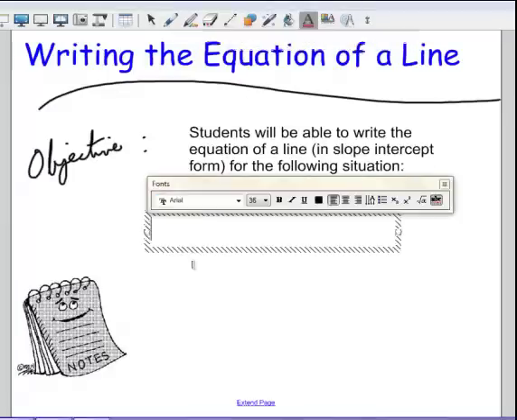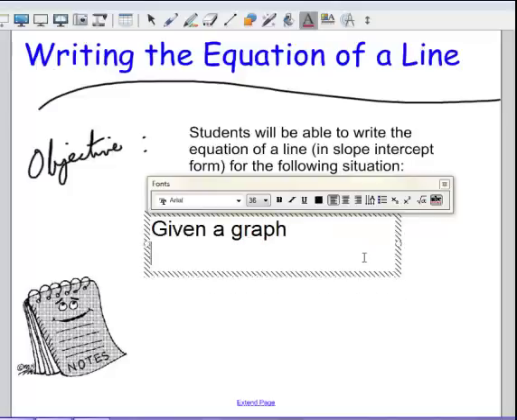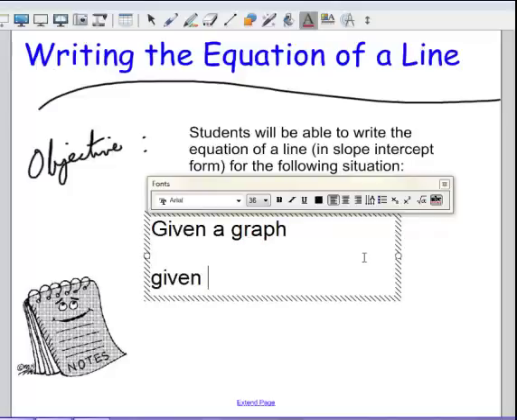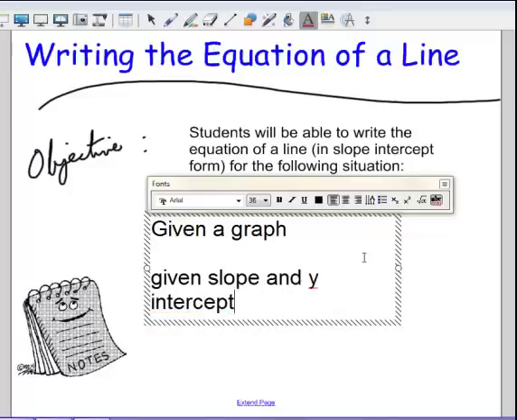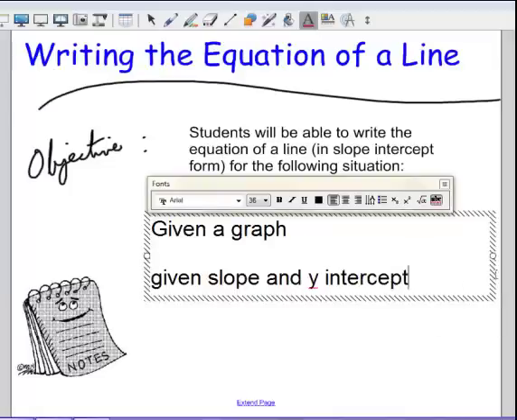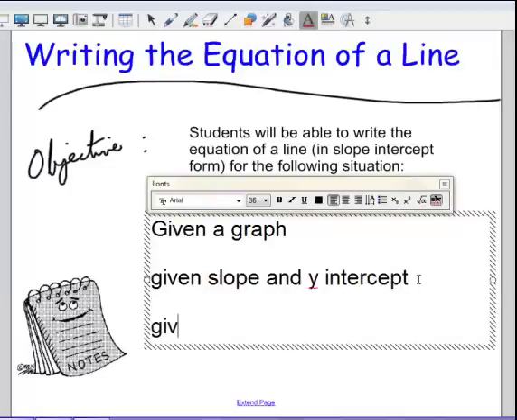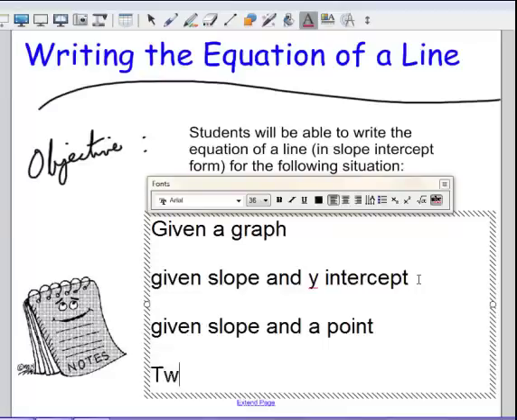Okay, students, so the objective for this video is we're going to be able to write the equation of a line, and we're going to be able to do that for the following situations. So, first one is if you're given a graph. The second one is if you're given the slope and the y-intercept. The third one is if you're given the slope and a point that it passes through. And the last one is if you're given 2 points on the graph.